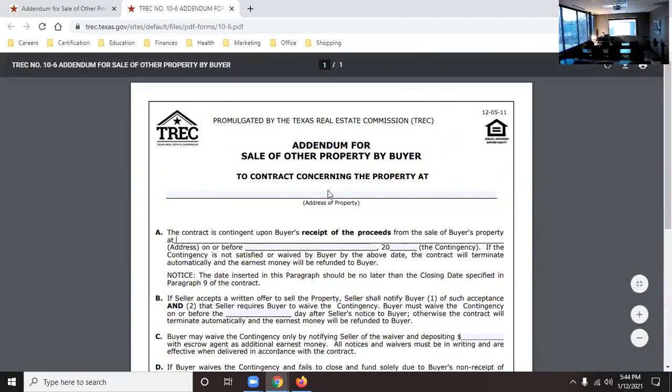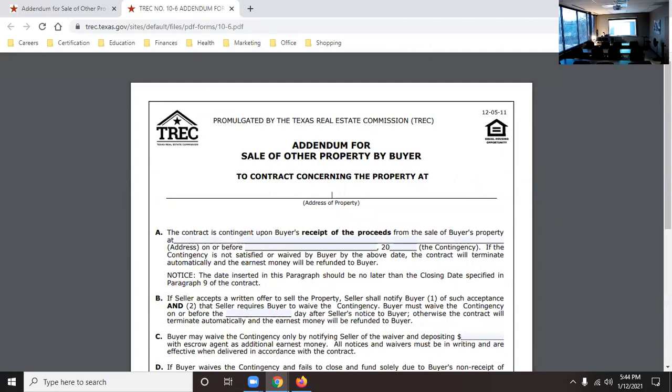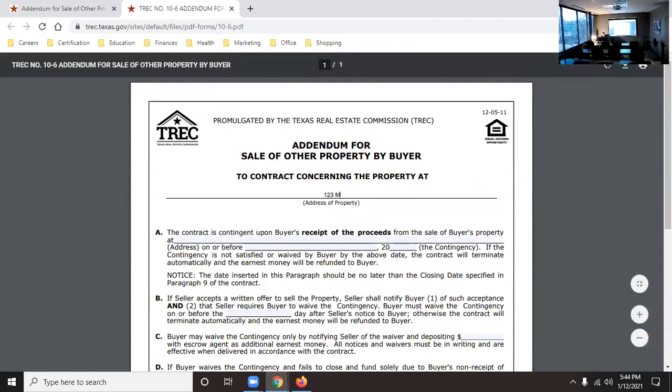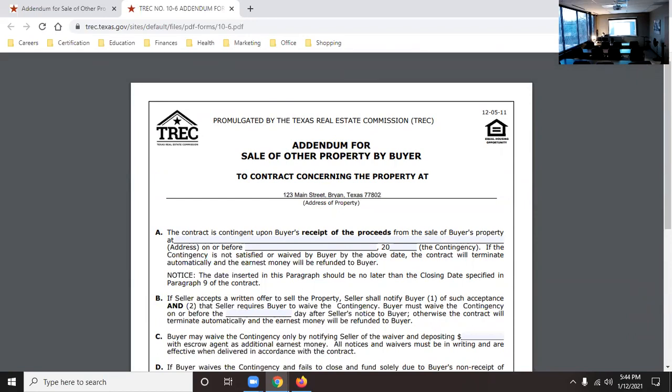What normally would happen is, say that Mr. Colton is purchasing Travis's house, okay? And Travis's house is 123 Main Street in Bryan, Texas, 77802. Now, Mr. Travis and Mr. Colton will not just have this addendum, but they would have a full contract. So this form is not sent independently and then a contract. All of this is sent at one time. A lot of people will say, do I send this at a certain time? No, you're sending everything, the contract and all addendums, at one time, okay?